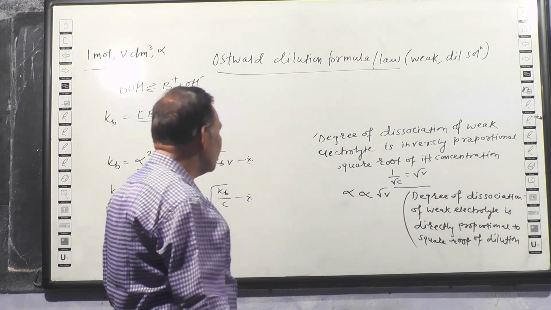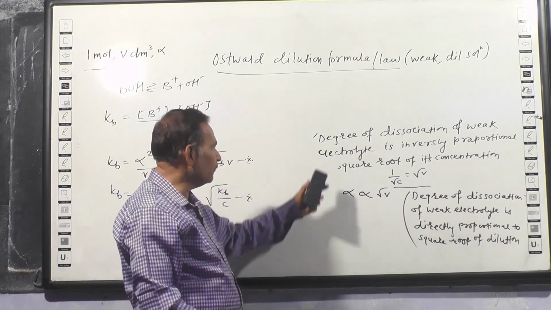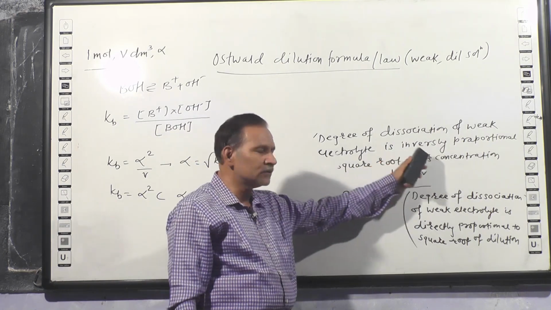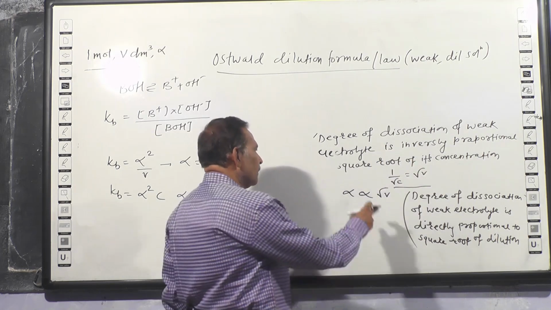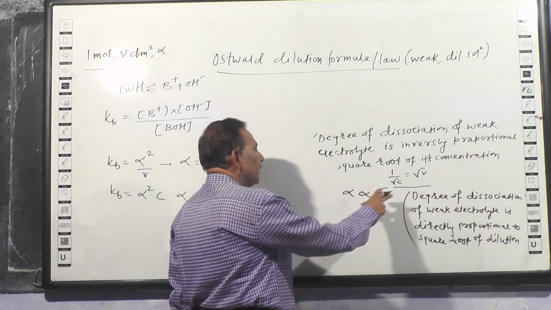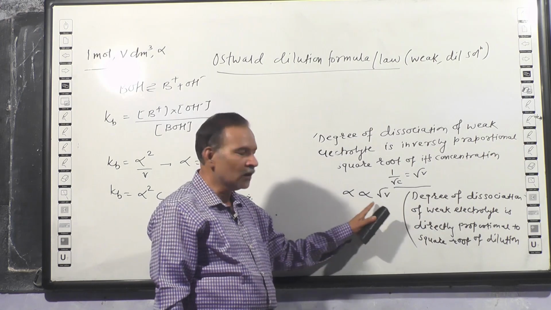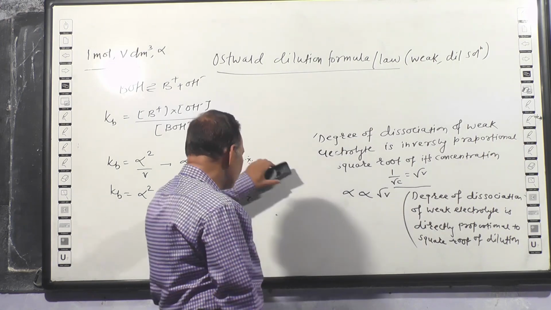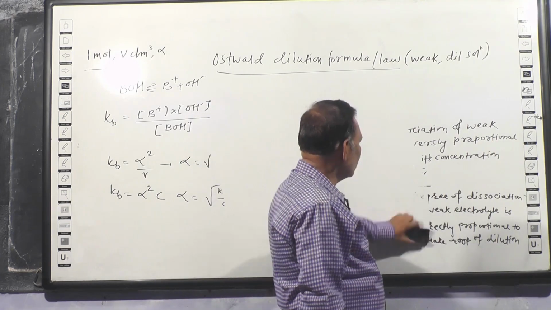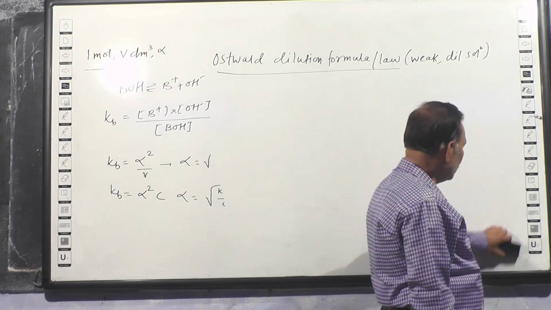So finally we have to remember, according to Ostwald dilution law, the degree of dissociation of a weak electrolyte, may be acid or base, is inversely proportional to the square root of its concentration. That is, alpha is proportional to 1 upon under root of C, or the degree of dissociation of a weak electrolyte is directly proportional to the square root of its dilution. Alpha is directly proportional to square root of V. So I think with this, the mathematical form of Ostwald dilution law is clear to all of you.